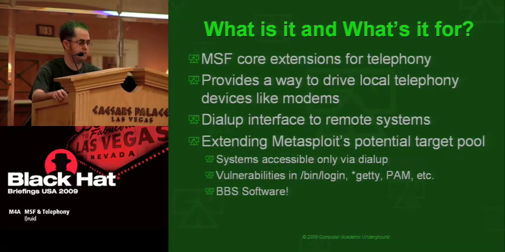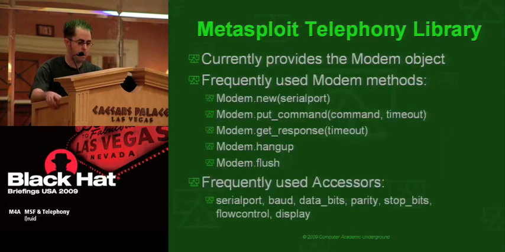What this does is it slightly extends Metasploit's target pool from network systems to systems that are attached to telephone networks. The types of things that you're going to be targeting with this are vulnerabilities in things like bin login, your Gettys, PAM modules, modem drivers, stuff like that, and BBS software. Yes, BBSs still exist, and yes, there are a lot of them still out there if you care to go find them.